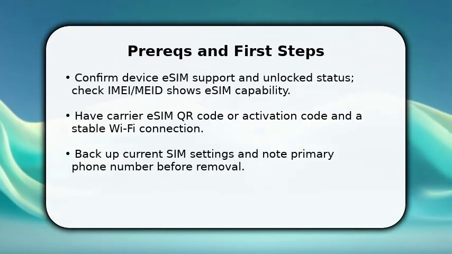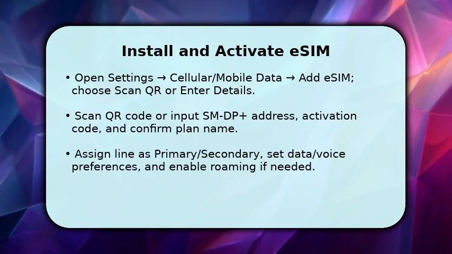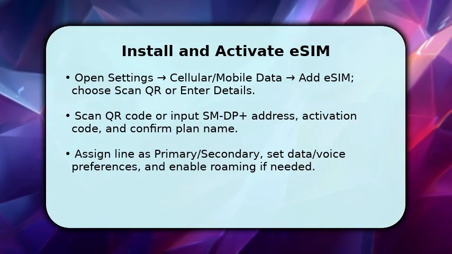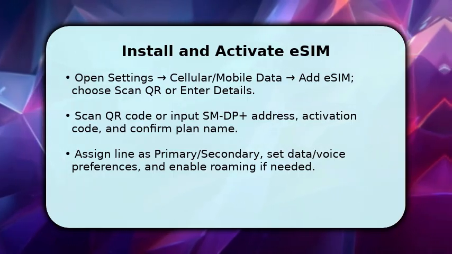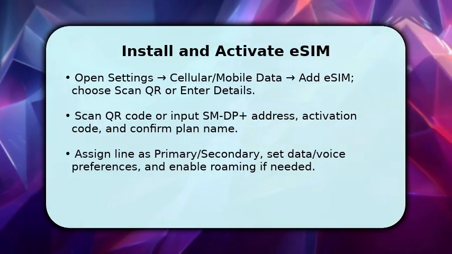Now open Settings and head straight to the Cellular or Mobile Data section to scan the carrier QR code or manually enter the SMDP plus address and activation code in the Add eSIM flow. This tells the carrier's server which profile to push to your device.